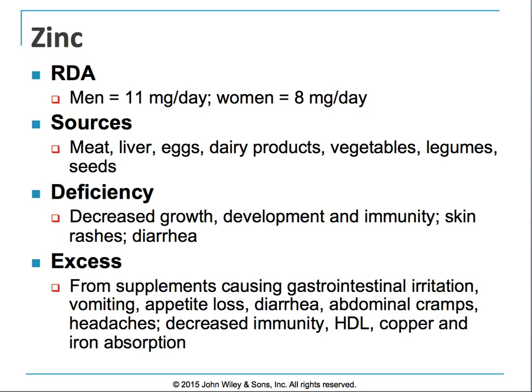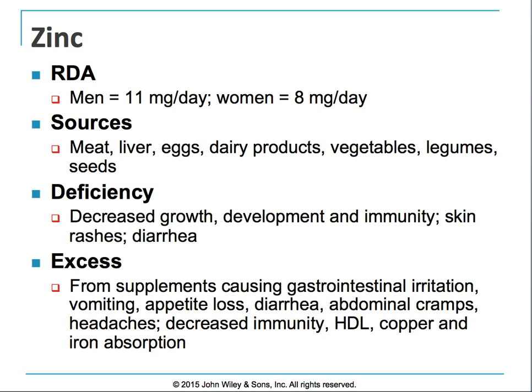The RDA for zinc in men is 11 milligrams per day, and in women it is 8 milligrams per day. Sources of zinc include meat, liver, eggs, dairy products, vegetables, legumes, and seeds. Deficiencies in zinc can lead to decreased growth, development and immunity, skin rashes, and diarrhea.